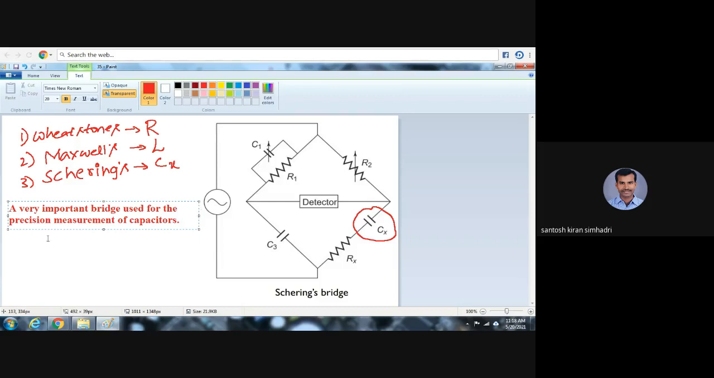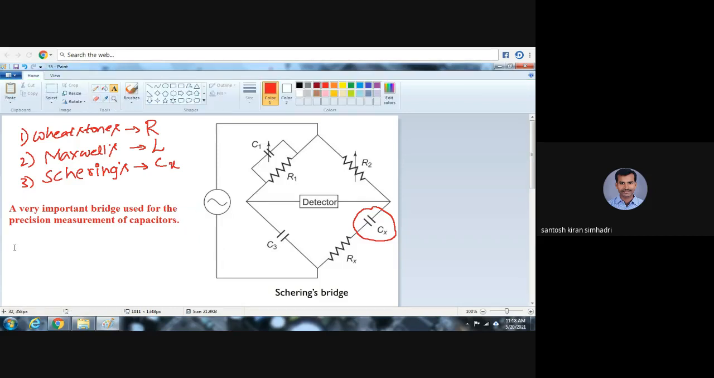Okay, now this theory part is over. Now the same discussion, whatever we discussed in the Wheatstone bridge discussion, the same we can also apply here. Wheatstone bridge is a DC bridge. Maxwell's bridge is what type of bridge? This is an AC bridge. Now your Schering bridge is also an AC bridge, because you are applying an AC source. That's why this Schering bridge is also called an AC bridge.